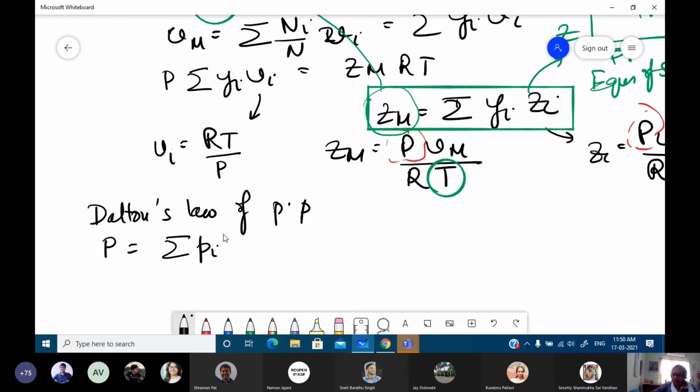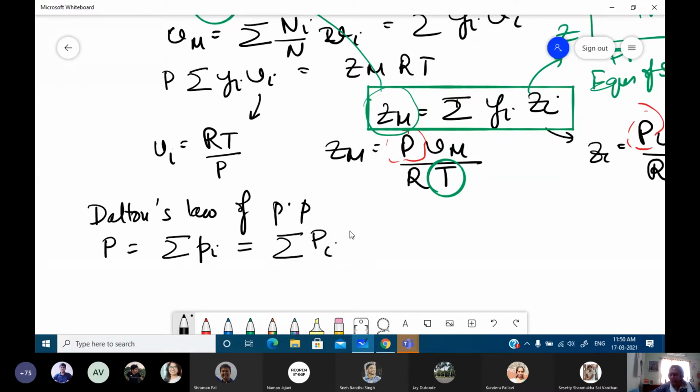As per Dalton's law of partial pressure, this is always true. The total pressure is the summation of partial pressures, and for each component, the partial pressure is equal to the pure component pressure. What is the pure component pressure?